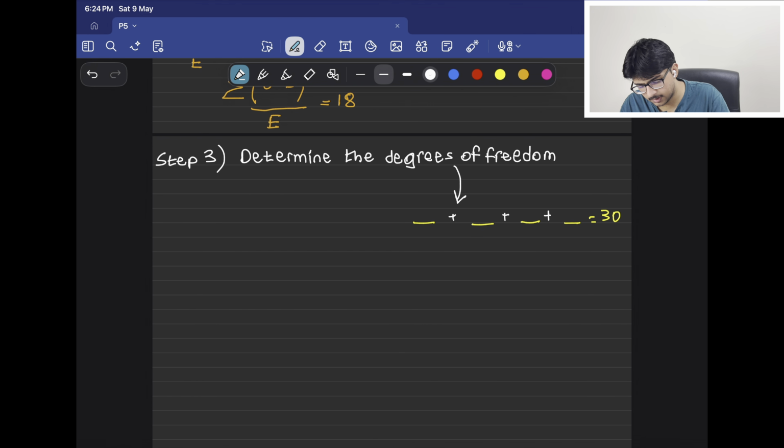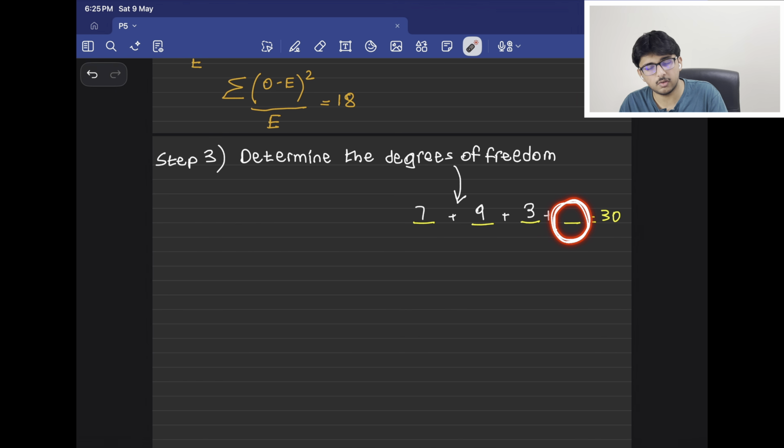So let's say I take the first value as 7, I don't know, take the second value as 9, take the third value as 3. 7 plus 9 is 16, 16 plus 3 is 19. Do I now have any control over the fourth value I choose? Can I just write 1 here? I can't. The fourth value, choosing that is not in my hands. I just have to write the fourth value such that the total comes up to 30.